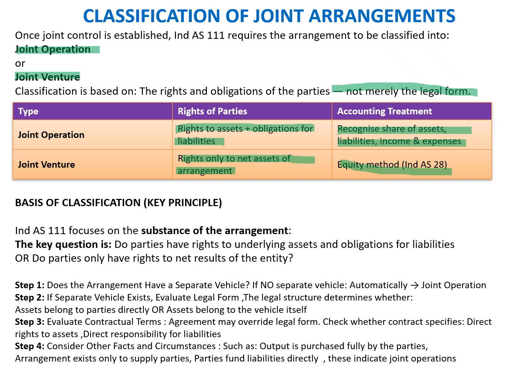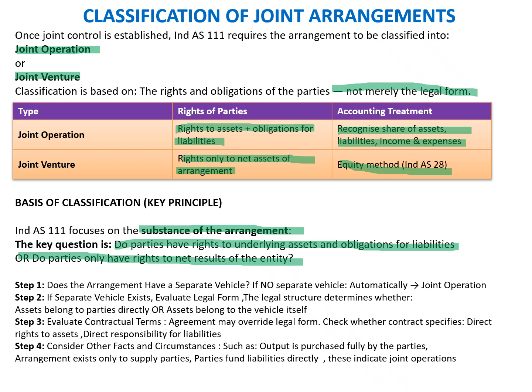So, on the basis of the classification, Ind AS 111 focuses on the substance of the arrangement. The key question is: do the parties have rights to the underlying assets and obligations for the liabilities, or do the parties have rights to the results of the entity? If the rights are in the individual assets and the obligations or liabilities, then it is a joint operation. But if they have rights to the net assets or the results of the entity, then it is to be treated as a joint venture.